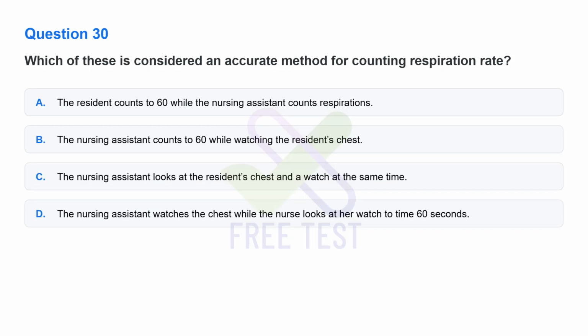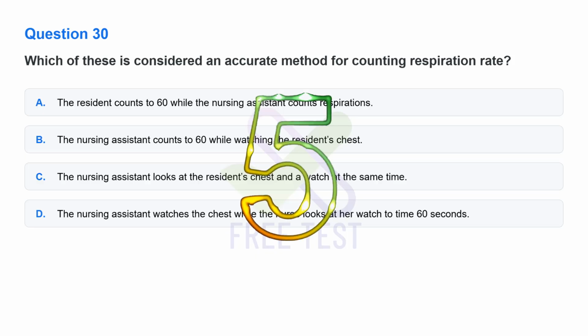Which of these is considered an accurate method for counting respiration rate? A. The resident counts to 60 while the nursing assistant counts respirations. B. The nursing assistant counts to 60 while watching the resident's chest. C. The nursing assistant looks at the resident's chest and a watch at the same time. D. The nursing assistant watches the chest while the nurse looks at her watch to time 60 seconds.